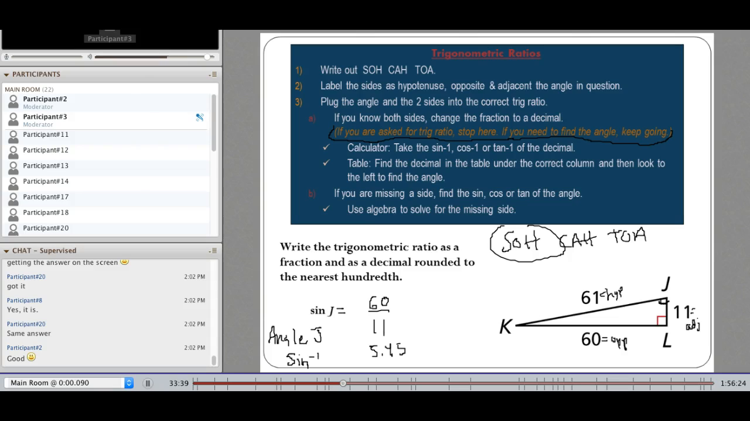So again, you cannot get these answers if you don't have a calculator or if you don't have that chart to look at. Okay. So you then would take the inverse sine function. That's the button you would press, and you would put in the 60/11 or the 5.45. And that's going to give you the degree measurement of the angle. Now, since this question wasn't asking you for the actual angle, I don't know if these sides on this triangle are actually going to give us something that makes sense. But let's see here.